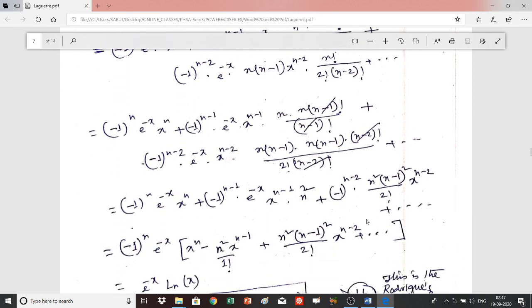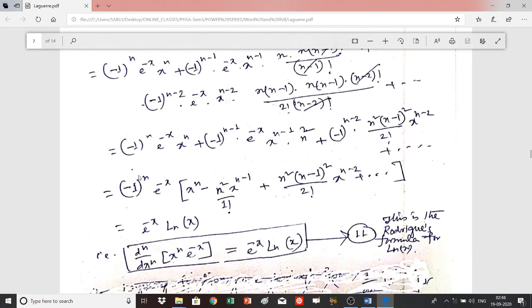So this will give you minus this term, the first term is here, and from the second term this will cancel each other, so you can write minus 1 to the power n minus 1, e to the power minus x, x to the power n, and then n square. And from this second term, minus 1 to the power n minus 2, n square, n minus 1 whole square by 2 factorial, x to the power n minus 2, because these two cancel each other. And in this way, finally you can take minus 1 to the power n e to the minus x as a constant term, and the rest of the terms are given here.